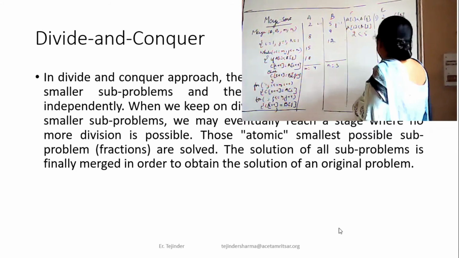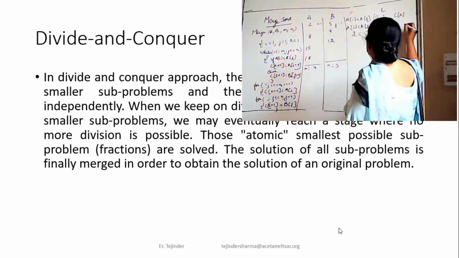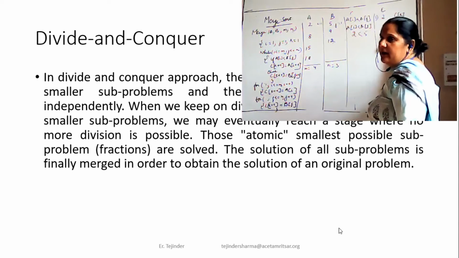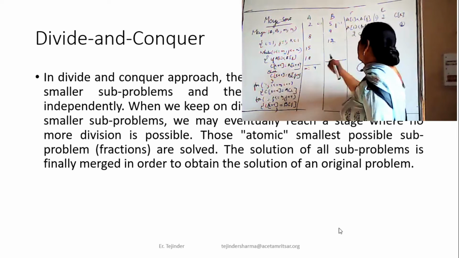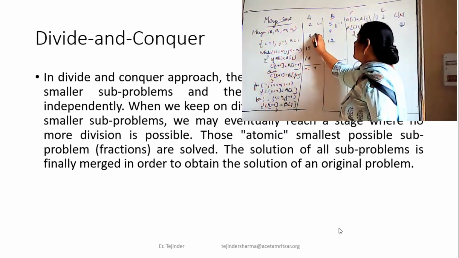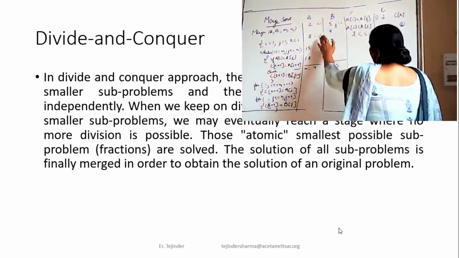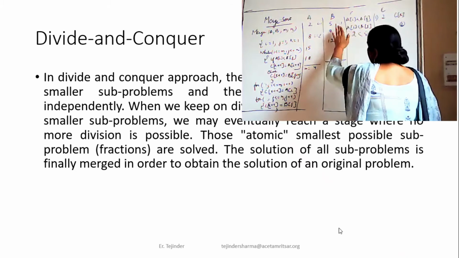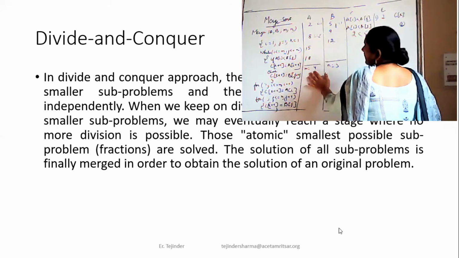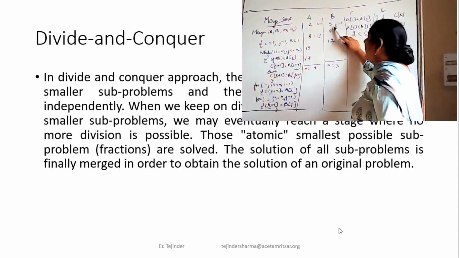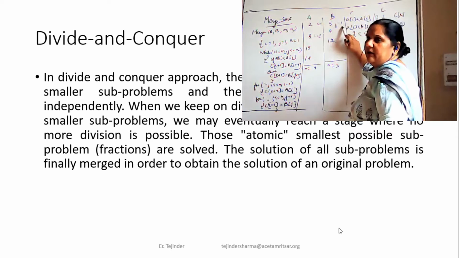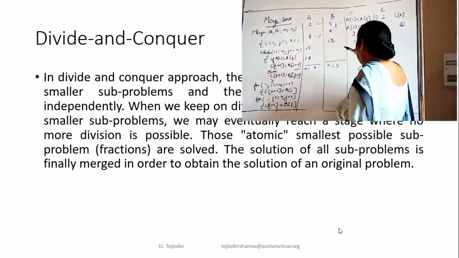Now K plus plus, that means it will come to the second position. Now again we do I plus plus, so I is 2. 2 is less than 4, and 1 is less than 3, because we have not taken any element from B, so J is still 1.